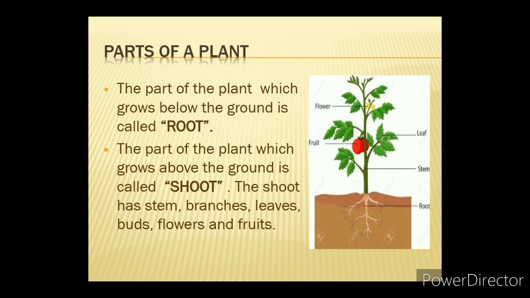First of all, we discuss the parts of a plant. The part of the plant which grows below the ground is called root. The part of the plant which grows above the ground is called shoot. The shoot has stem, branches, leaves, buds, flowers and fruits.